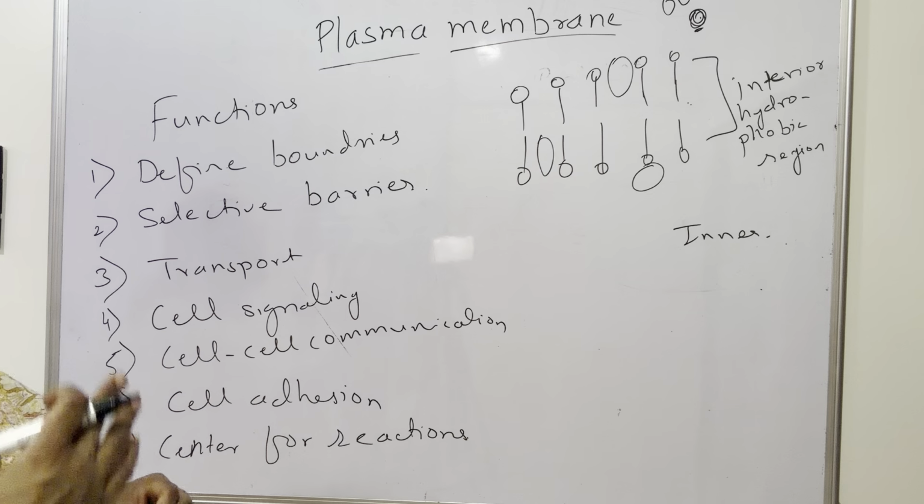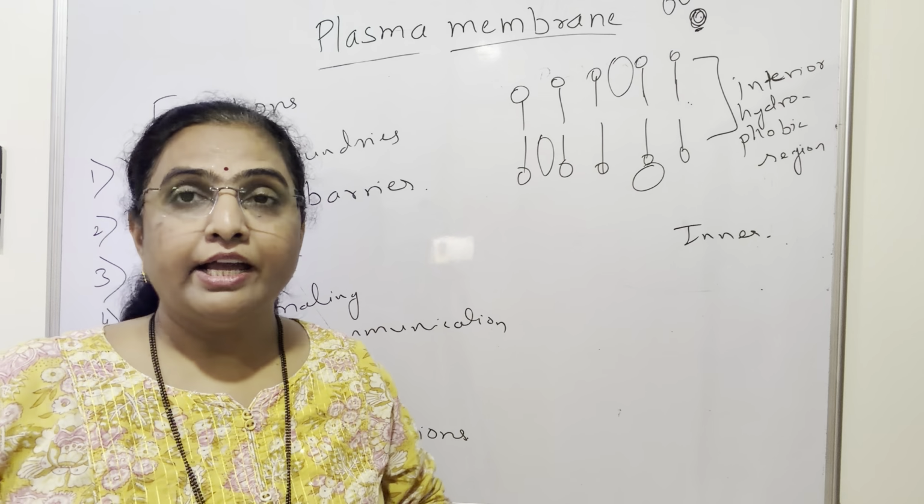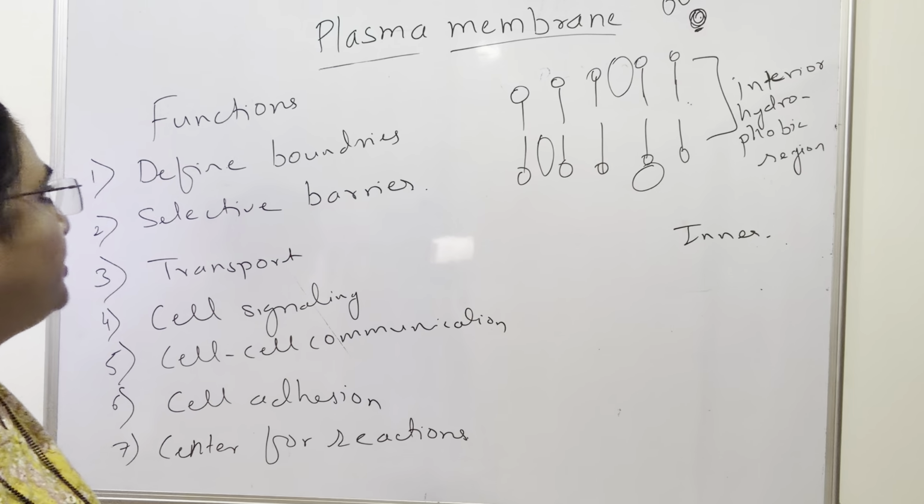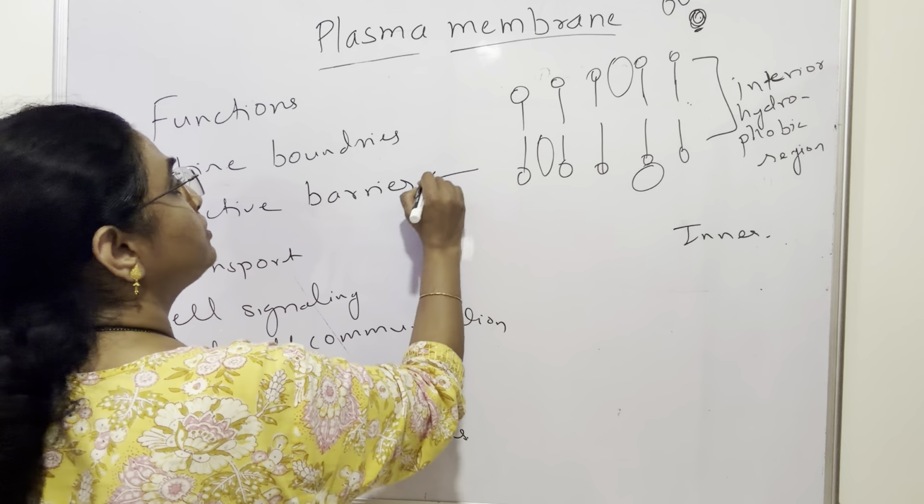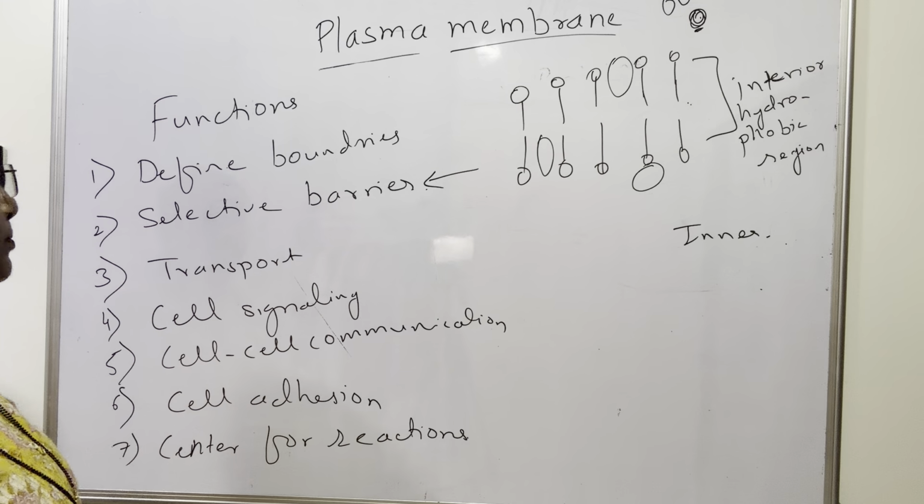Okay, water soluble molecules or the ions, they cannot pass through whom? The plasma membrane. That's why it is going to be called as what? It is going to be called a selective barrier.